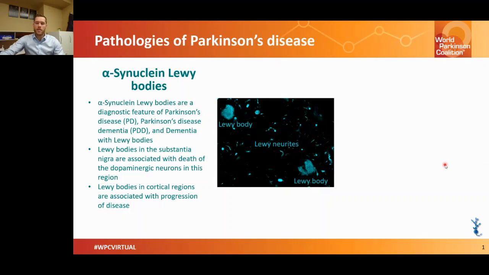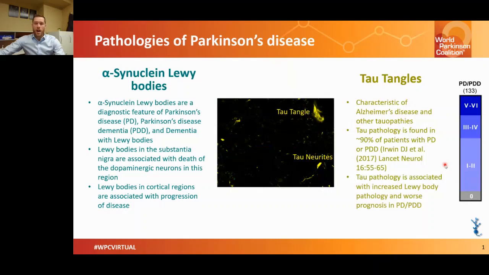But I'm not here today to talk about alpha-synuclein. I'm here to discuss a pathology commonly associated with Alzheimer's disease, tau tangles. In addition to their association with Alzheimer's disease, tau pathology can be found in around 90% of patients with Parkinson's disease or Parkinson's disease dementia, as you can see by the staging here, with gray noting patients who had no pathology. An appearance of tau pathology in PD or PDD is associated with increased Lewy body pathology in the same regions and a worse prognosis for patients.